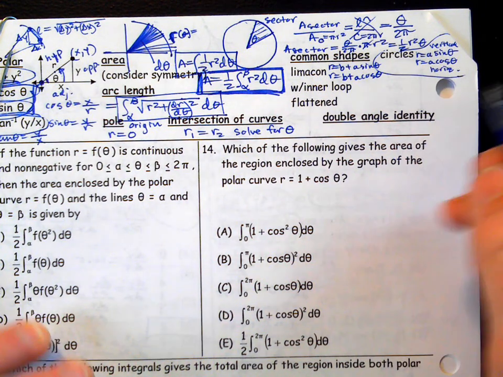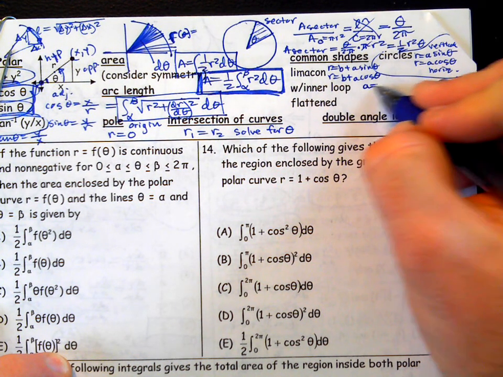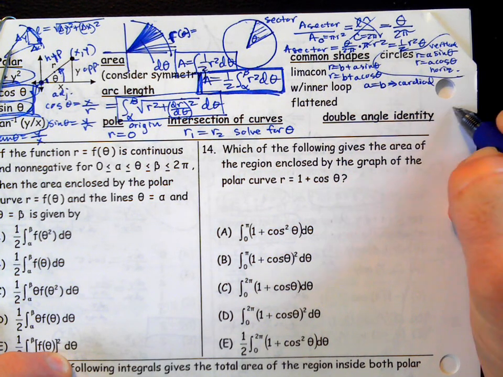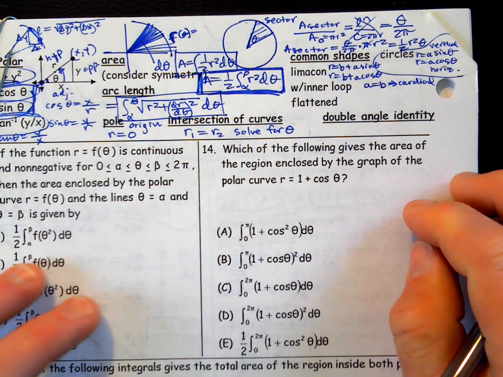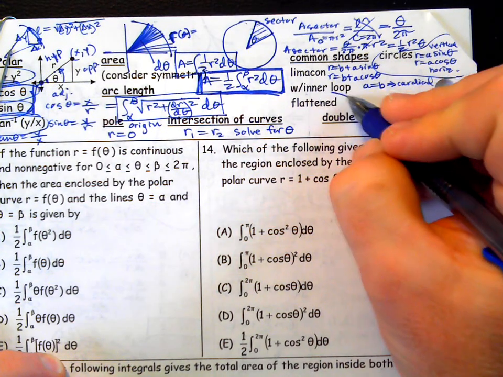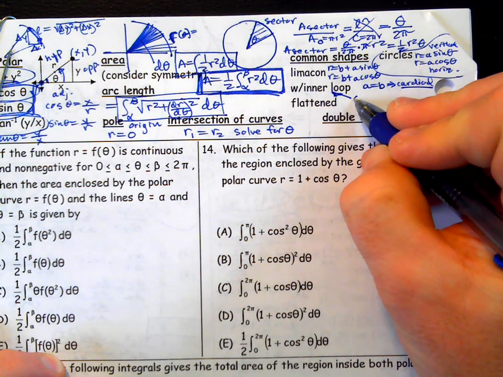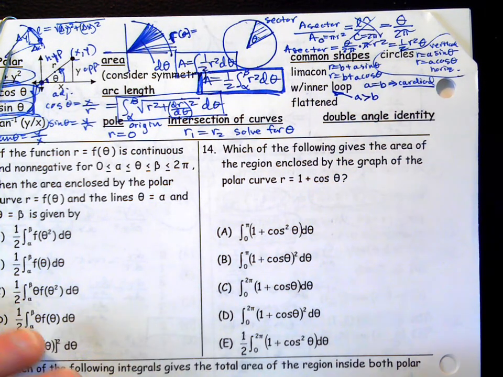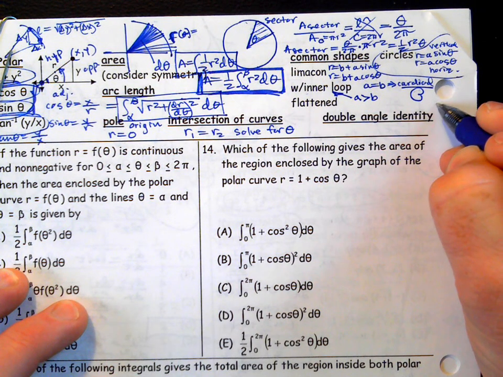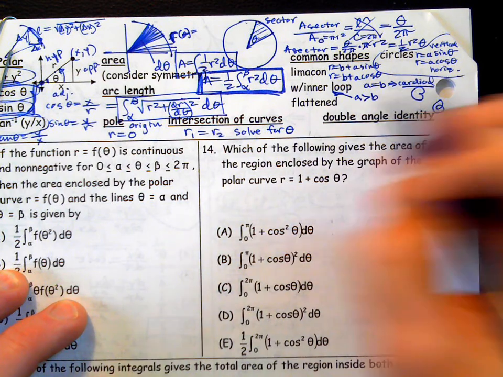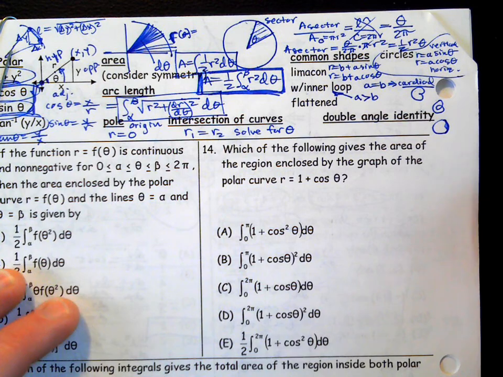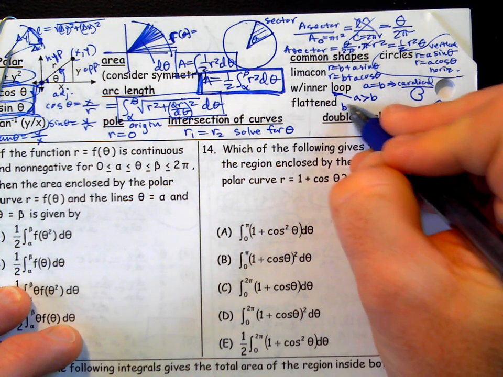And there's a couple special cases. If A equals B, then you get what's called a cardioid, which kind of looks like a heart, more like a peach, but kind of heart-ish. If A is greater than B, then you get a limaçon. So a limaçon looks like this. A limaçon with an inner loop looks like this. A flattened limaçon looks like this. And then there's even a dimpled limaçon. The flattened limaçon is when B is bigger than A.